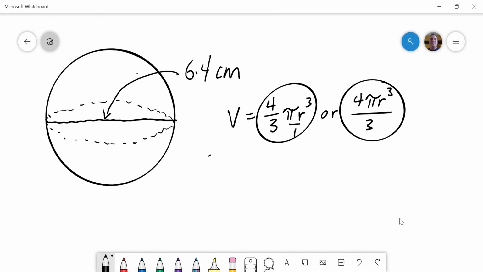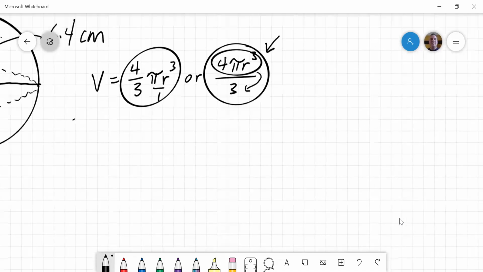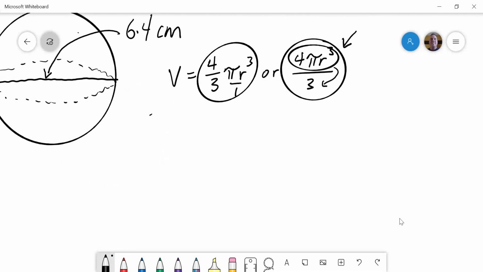I think it's easier if you use this one, because what you'll end up doing is multiplying everything together in the numerator and then just dividing by the denominator. So personally, it's my recommendation, use that one. I think it just makes more sense for you.